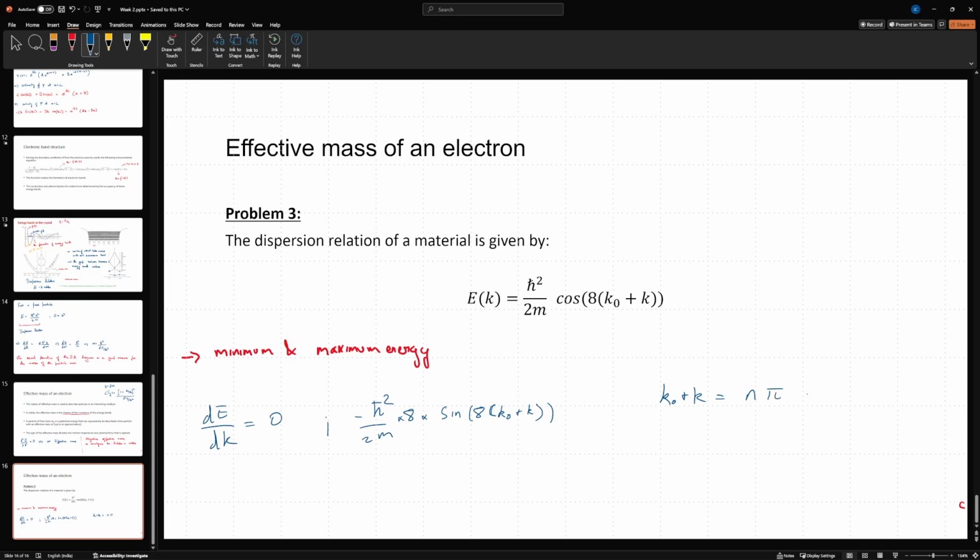Here n equal to 0 is allowed, so 0, 1, 2, 3, and so on. Essentially the nearest minimum or maximum that we can think of is k equal to minus k₀. Now let us see what kind of a point it is going to be. I know k equal to minus k₀ is either a minimum or a maximum.